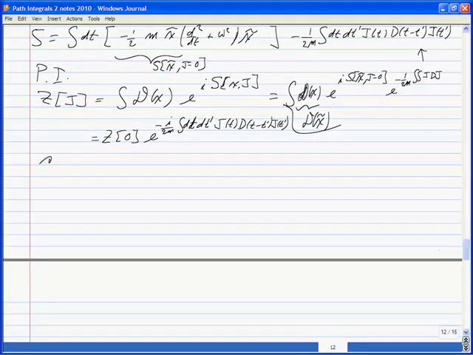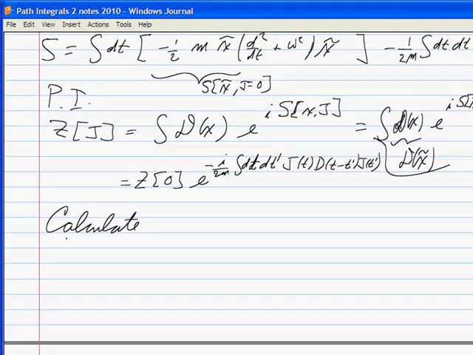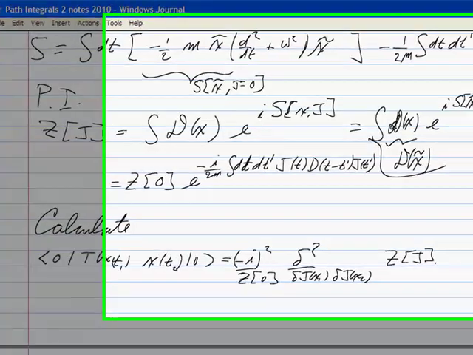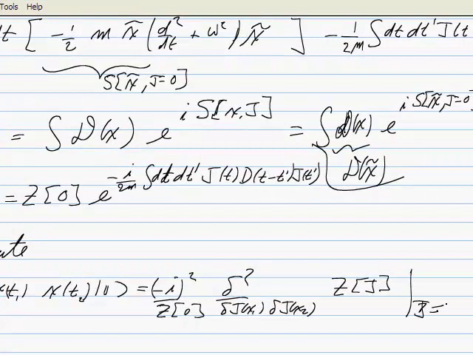So a calculation then would be, now, if I wanted the vacuum expectation of the time ordered x of t1, x of t2, that is minus i squared, 1 over Z of 0, delta squared by delta j of x1 delta j of x2 of Z of j. So we pushed all this into this functional, and we said j is equal to 0 at the end of that.